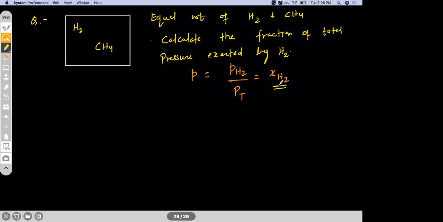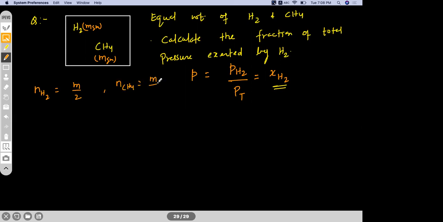First of all, you need to understand this. Now, what is given here? It is given that equal weight. So I've assumed m gram of H2 and m gram of CH4. The number of moles of H2 is m divided by 2. Number of moles of CH4 is m divided by 16. So we have the number of moles, so we can find out the mole fraction. So x of H2 is equal to m by 2 divided by m by 2 plus m by 16. This is what you need to solve. You will get 8 by 9.